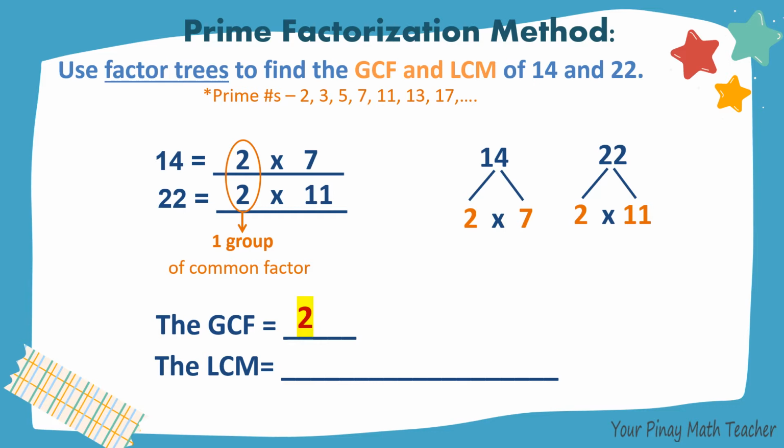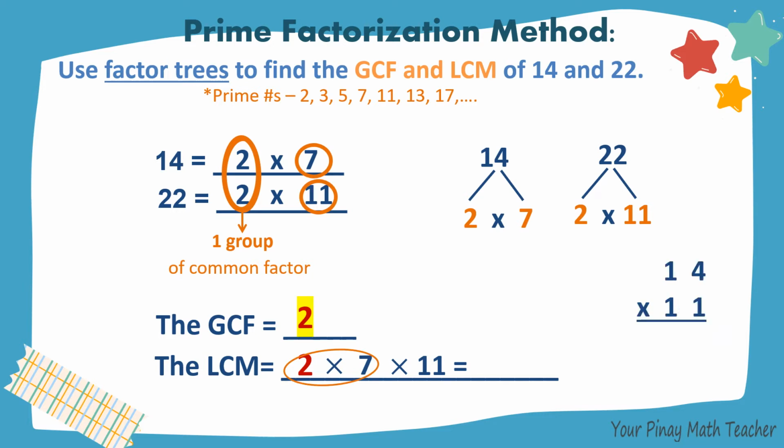To find the LCM, you still use the common factor, which is 2, and multiply it by the remaining numbers 7 and 11. So to get the product of 2 times 7 times 11, we multiply 2 and 7 first. We get 14 and we multiply it by 11. We get a product of 154. So the GCF is 2 and the LCM is 154.